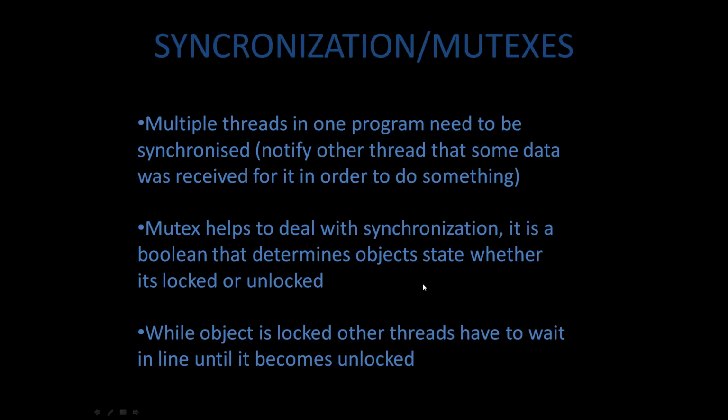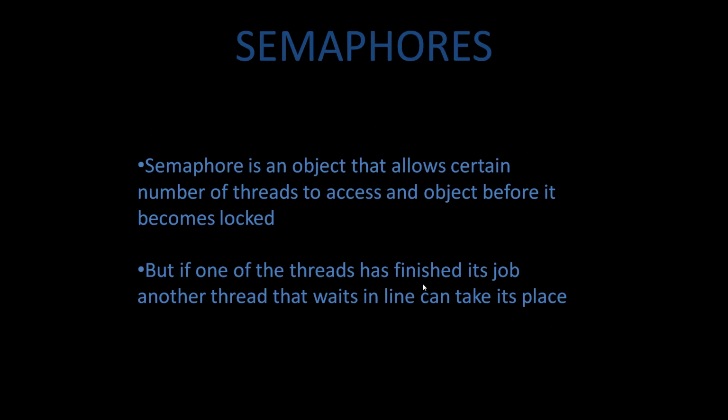Synchronization and mutexes. When you have multiple threads in one program, you need to synchronize them, like notify one of the threads that some data was received for it and it has to do something about it. To do that, we use mutexes, which help to deal with synchronization. It is essentially a boolean that determines object state, whether it's locked or unlocked. So when an object is locked, the threads have to wait in line until it becomes unlocked in order to access that object and actually do something with it.